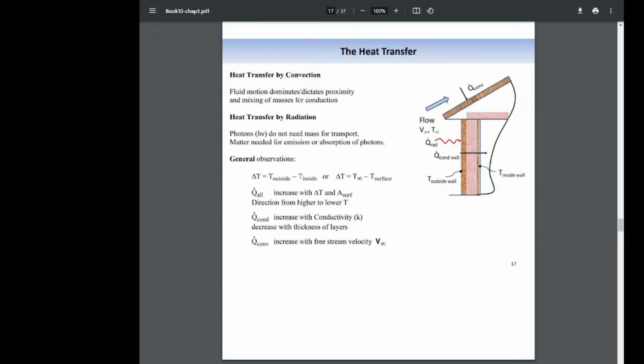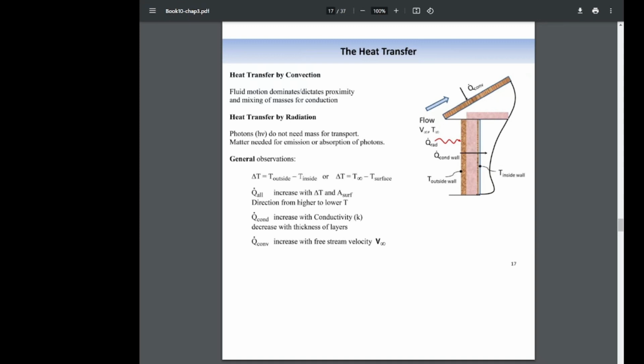Okay, now we're going to look at heat transfer. We're going to look at three different ways in which heat is transferred from essentially one mass to another. First is by convection. This is due to some fluid in motion passing across a surface, so the heat will be exchanged with that fluid.